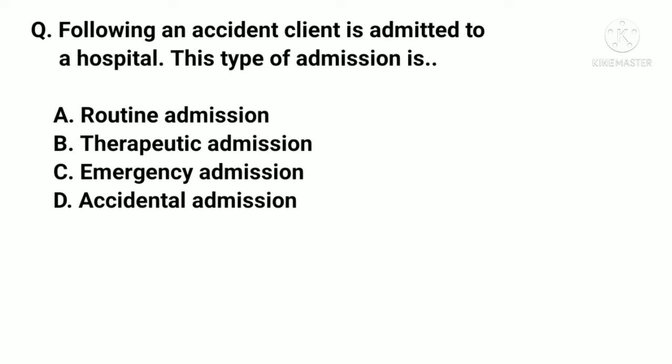Following is an accident: client is admitted to a hospital. This type of admission is A. Routine admission, B. Therapeutic admission, C. Emergency admission, D. Accidental admission. And the correct answer is C. Emergency admission.